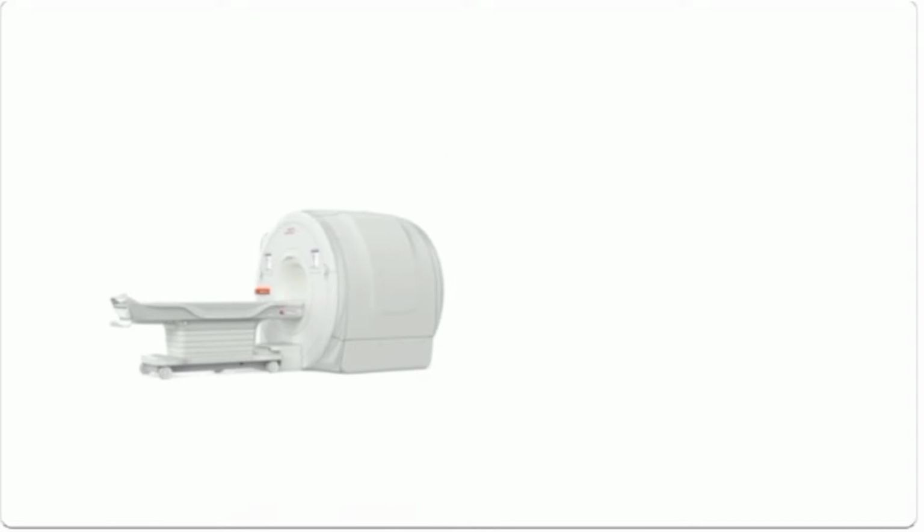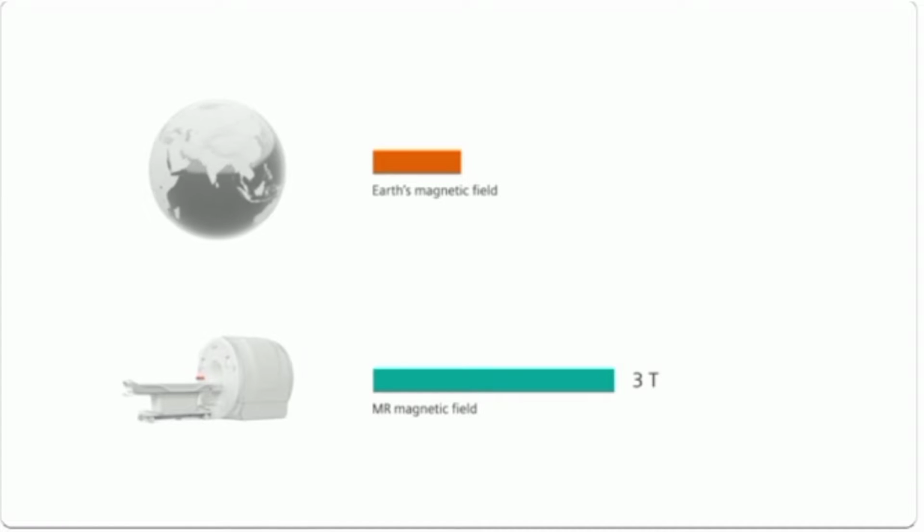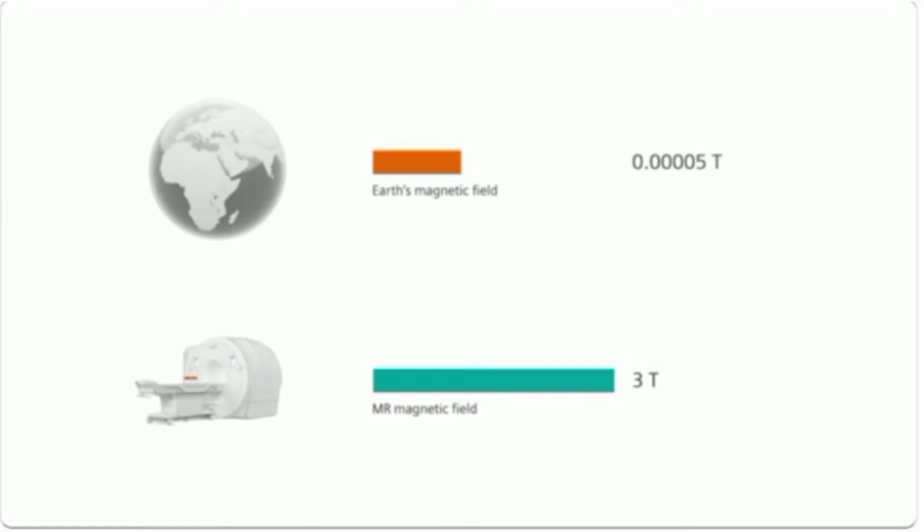The patient is positioned in a powerful, homogeneous, static magnetic field generated by a cylindrical magnet. The static main magnetic field of a 3 Tesla magnet is approximately 60,000 times stronger than the Earth's magnetic field. The static magnetic field is generated by a superconductive magnet. In order to minimize hazards, the controlled access area of the basic field is identified and marked on the floor and is referred to as the 5 Gauss line.